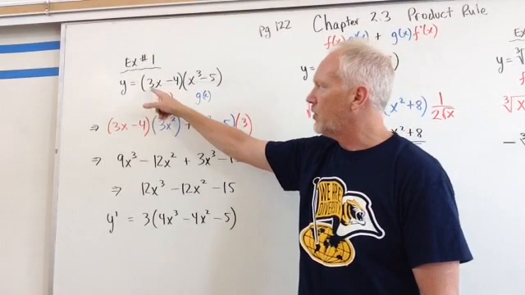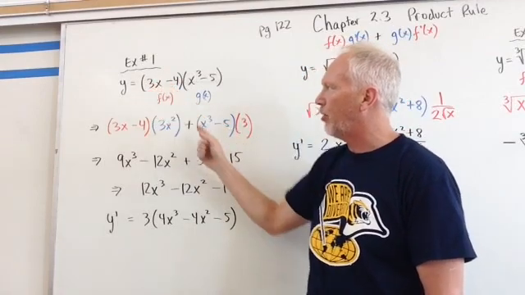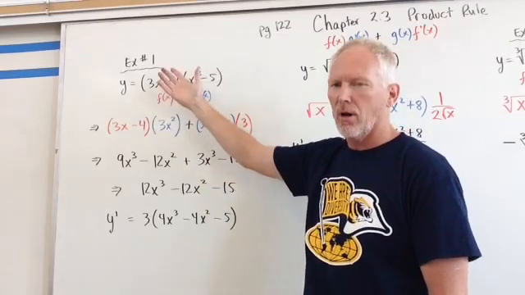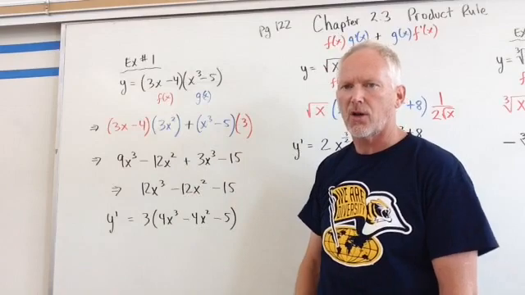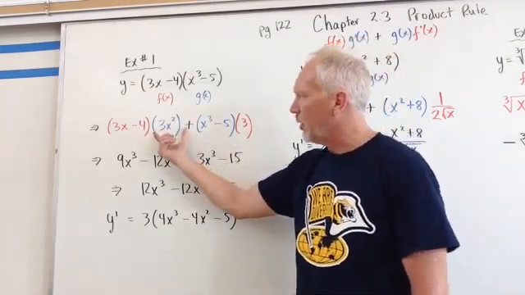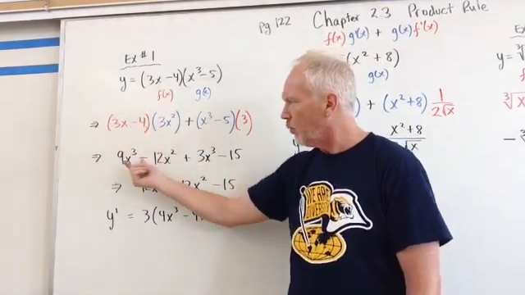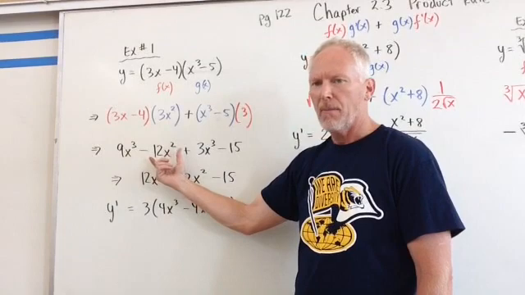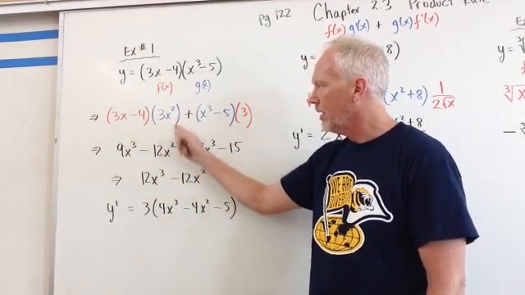F prime, well, we take the derivative of 3x and we get 3. The 4, obviously that's a constant, so that will also go away. So now we can distribute 3x squared into this binomial here. We get 9x cubed minus 12x squared, since 3 times negative 4 is negative 12.